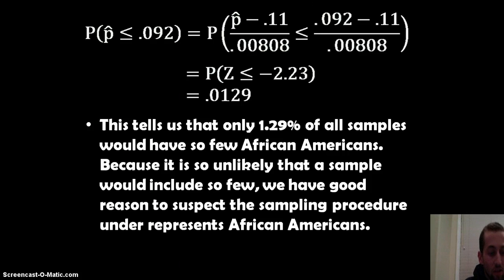Here's the sample. If the mean is supposed to be 11% and we're getting 9.2, well, that only happens 1% of the time. And so this is very unlikely. Something must be going on here.